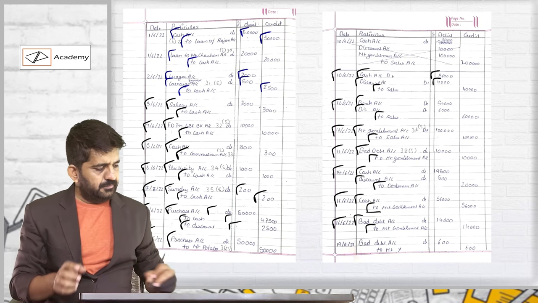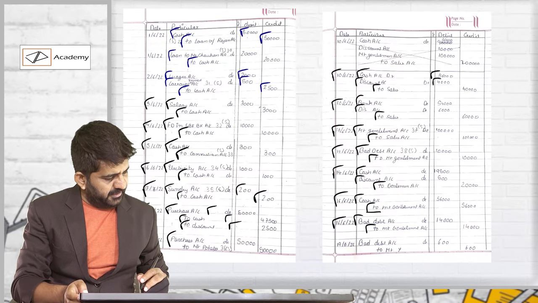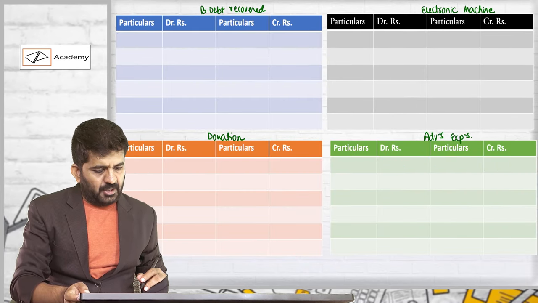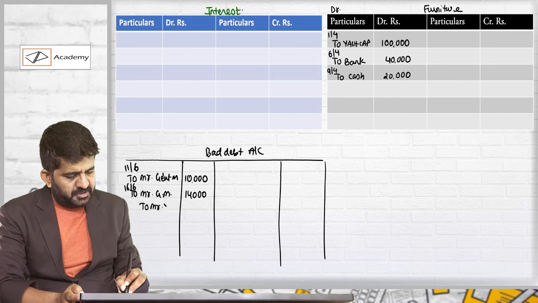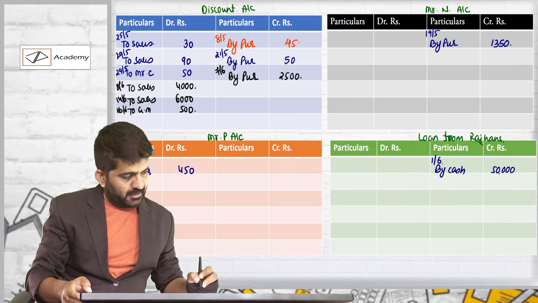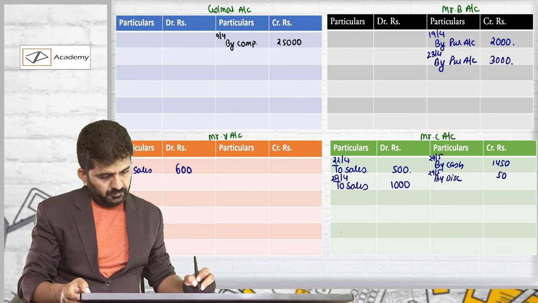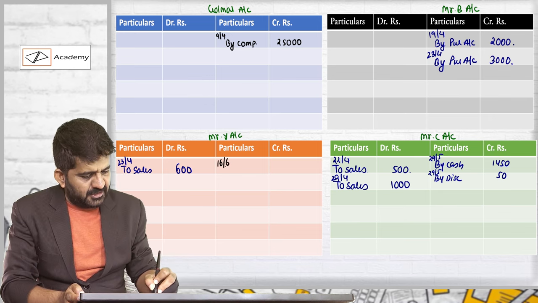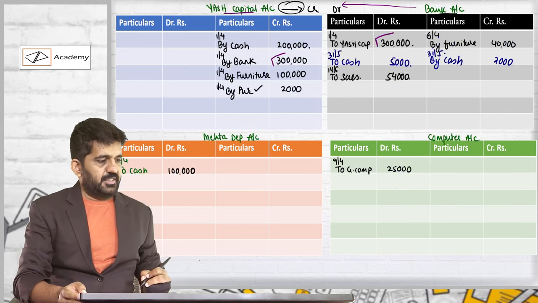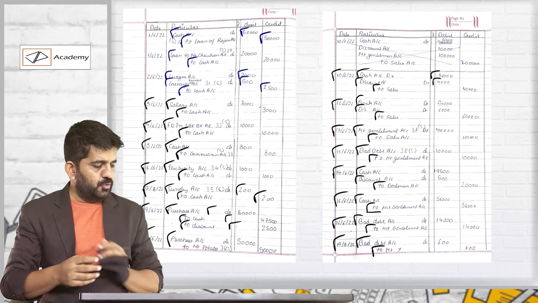Bad debt account debit to Mr. Y, 600. And the date is 19th June. Bad debt account debit to Mr. Y, 19th June, 600. I will have to find out Mr. Y's account. Y account credit side 16th of June by bad debt 600. Bad debt account debit to Mr. Y, 19th of June. I have passed the journal entry.